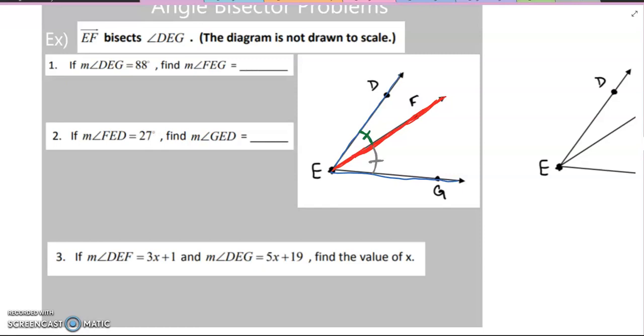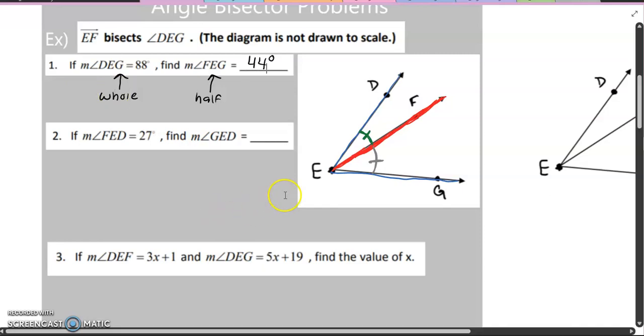So in the first question here, it tells us that DEG is 88. Now remember, DEG is the whole angle, okay? So the entire angle together is 88. FEG is half of the angle. So if we know the whole angle is 88 and we know FEG is half, all we would have to do is take that 88 and divide it by 2, and so FEG in this scenario would be 44.